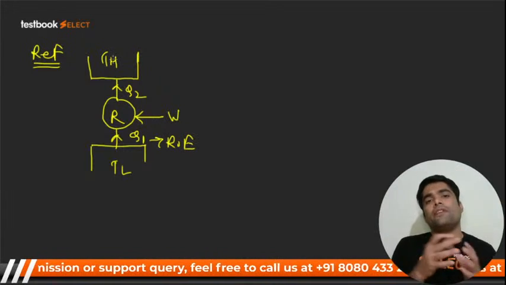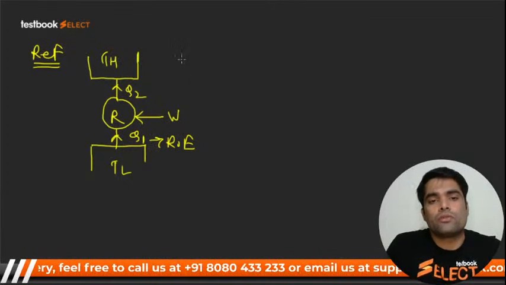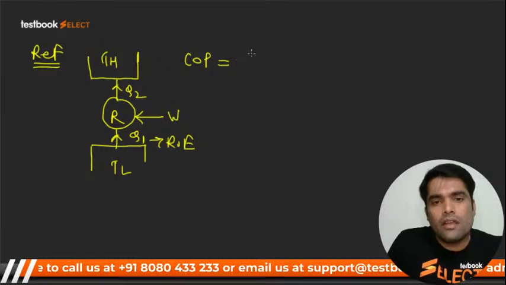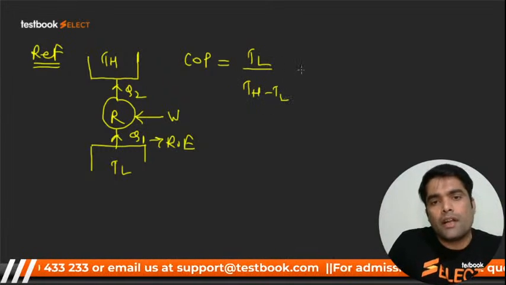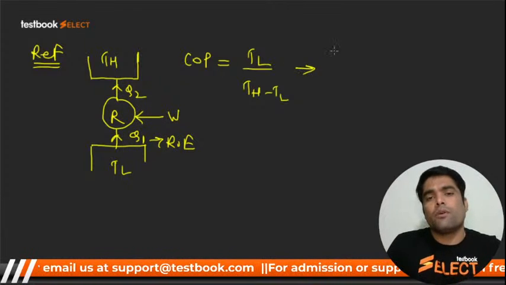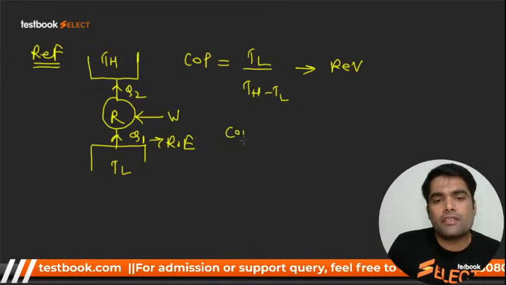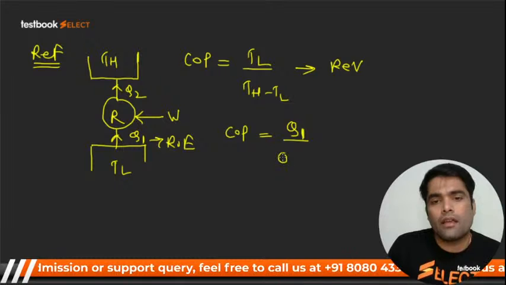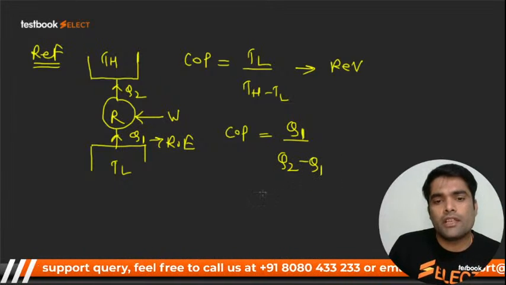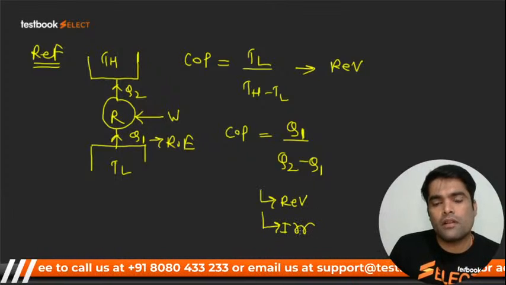As we have seen in the refrigerator, we have low temperature. So its COP will be what, my dear? Its COP will be TL upon TH minus TL. But it is for what? It is for reversible again. And COP is equal to refrigeration effect divided by Q2 minus Q1. It is applicable for reversible and also for irreversible, right?